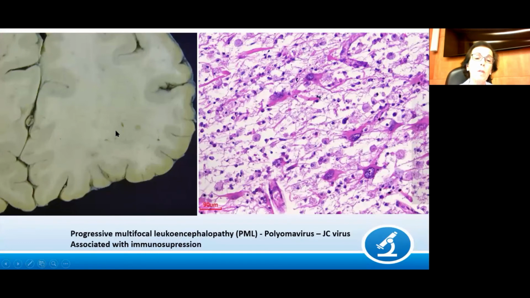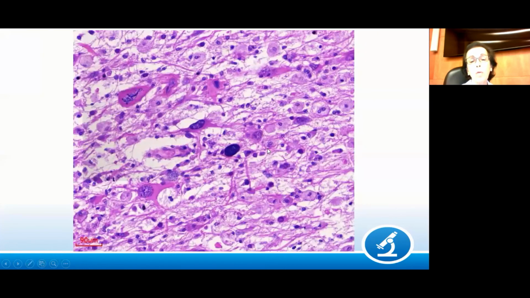Another viral infection, this is an opportunistic infection, is that caused by the polyomavirus JC virus. It infects oligodendrocytes, which cannot maintain and form myelin, so there is demyelination. There are lots of macrophages because of the demyelination. There are atypical astrocytes. They are also atypical because of the virus. But we also find inclusions in oligodendrocytes. These are mitoses in astrocytes. Lots of macrophages.